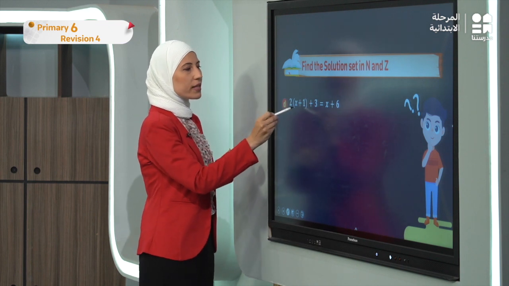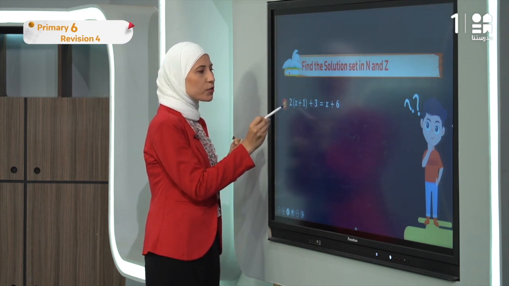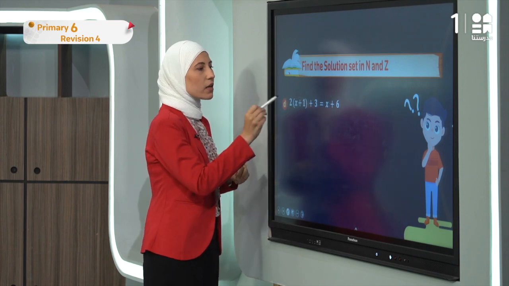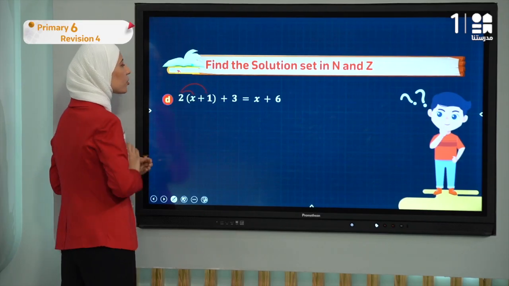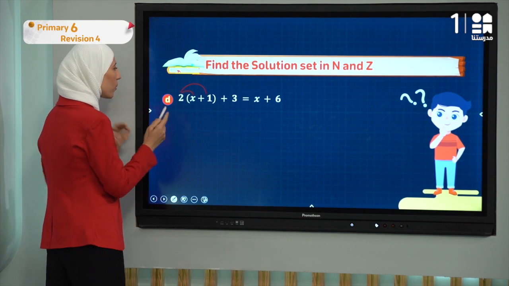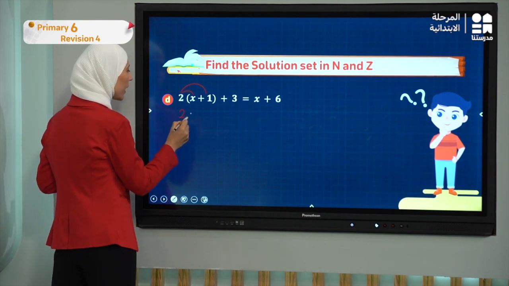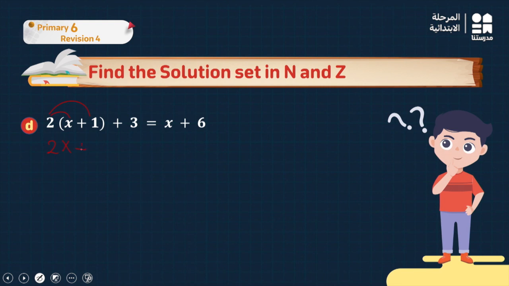I will have 2 times the bracket x plus 1. It means that I am supposed to make it 2 times x, then plus 2 times 1. So I will write it like that: 2x plus 2 times 1 equals 2. This way, I finish the bracket. I already finished the bracket. I will put my numbers as they are. The rest of the exercise I will write as it is: equals x plus 6. Okay. Then I will start to answer my exercise.